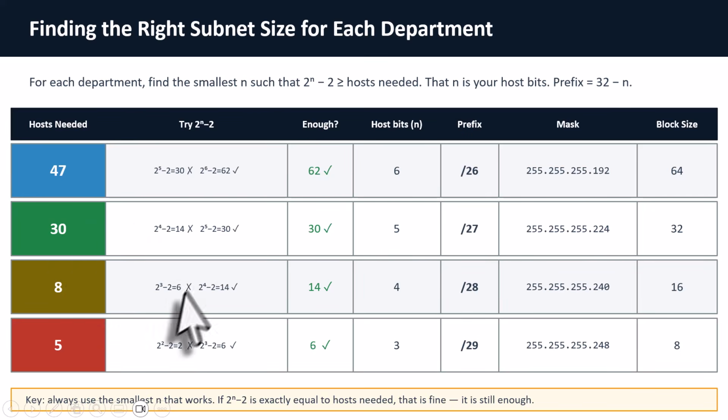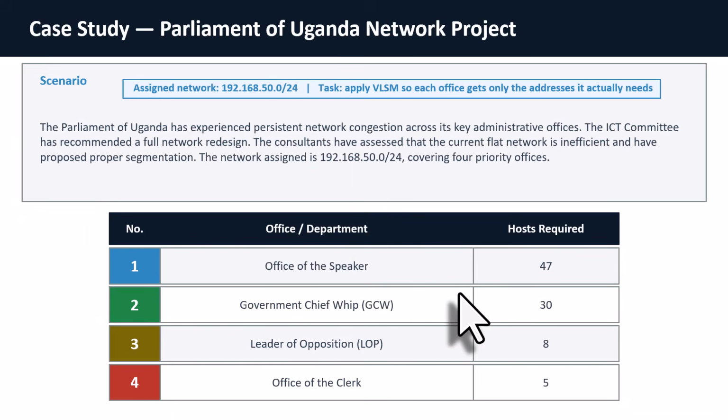The same also applies to this network here. We have the one for 8 here. It doesn't fit in 8, so we're going to work it out together. So you always use the smallest n that works. If n is exactly equal to the hosts needed, then that's fine. It is still enough. So that's what we are going to look at.